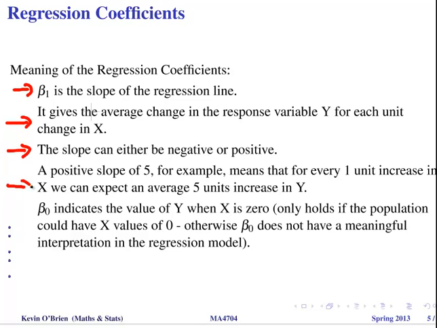Now, this is important, this bit. Beta 0 indicates the value of y when x is 0. And it only is really meaningful if populations could have x values of 0. So that will require some examples to really flesh that concept out. Anyway, let's go on.